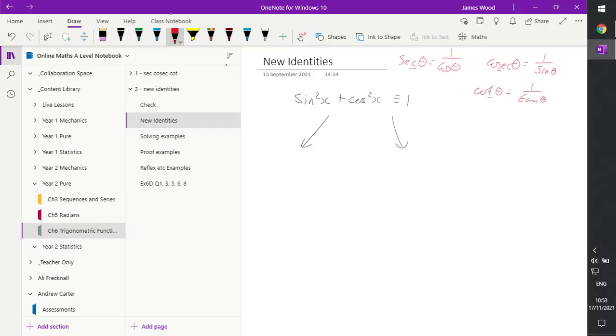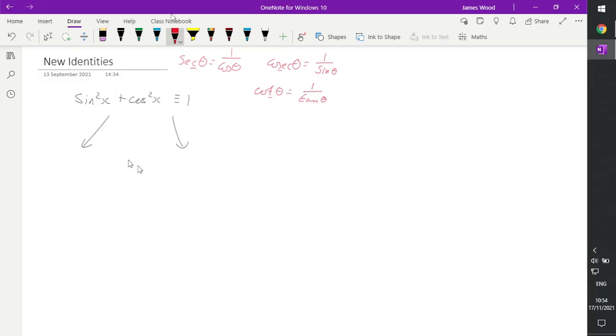So the two identities we know already: sine squared theta plus cos squared theta equals 1, and sine theta over cos theta equals tan theta. We're going to derive some new identities using one that we already know, sine squared x plus cos squared x equals 1. What I'm going to do to this statement is either divide it all by sine squared x, or divide it all by cos squared x. And this is going to give me two new identities.